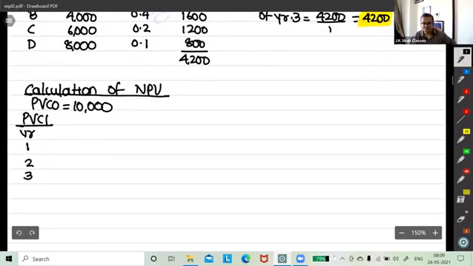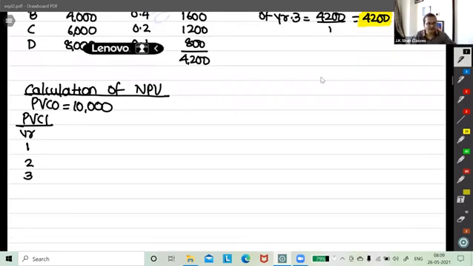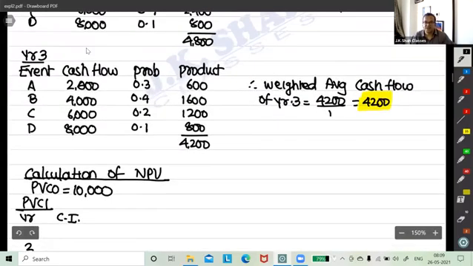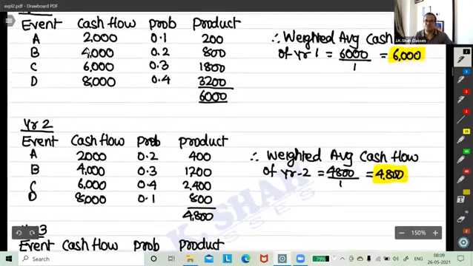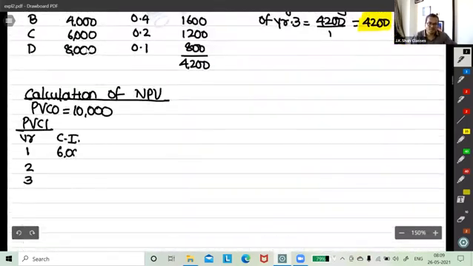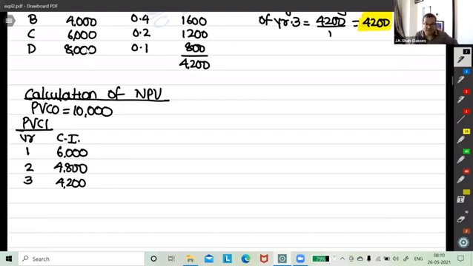I hope Ganesh you have understood. Understood, not good. Okay. These cash inflows, the three we calculated, 6,000, 4,800, and 4,200, are our weighted average cash flows now. This is an estimation happening, guys.